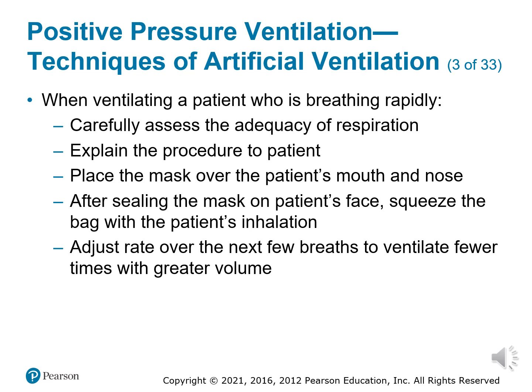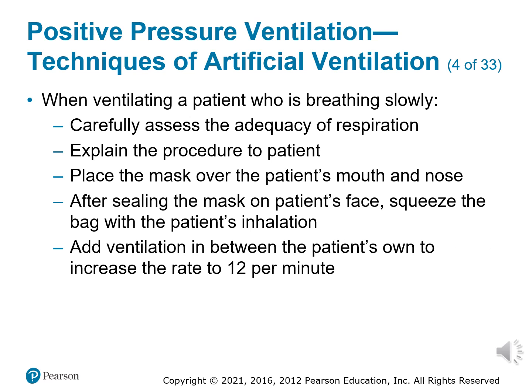And adjust the rate over the next few breaths to ventilate fewer times, but with greater volume. When ventilating a patient who is breathing slowly, you want to carefully assess the adequacy of respiration. Explain the procedure to the patient. Place the mask over the patient's mouth and nose. After sealing the mask on the patient's face, you want to squeeze the bag with the patient's inhalation. Add ventilation in between the patient's own to increase the ratio to 12 per minute if it's not already there.